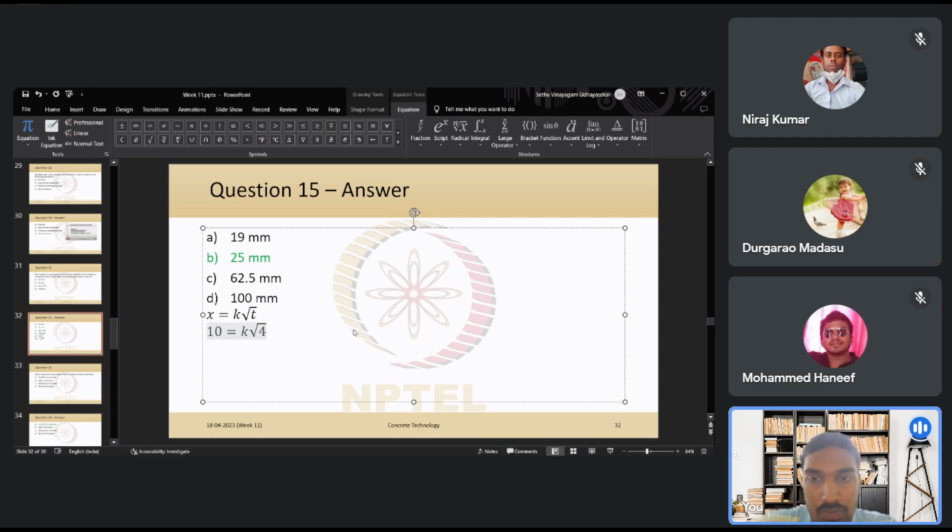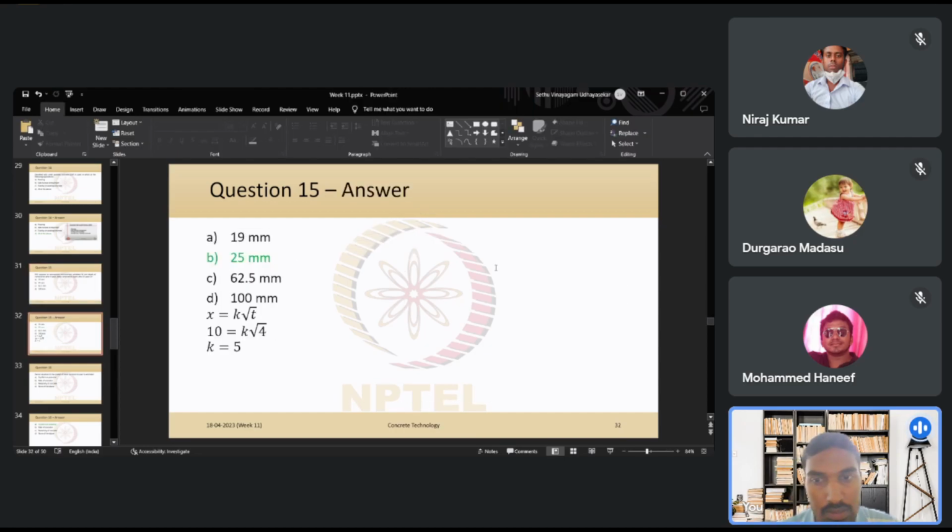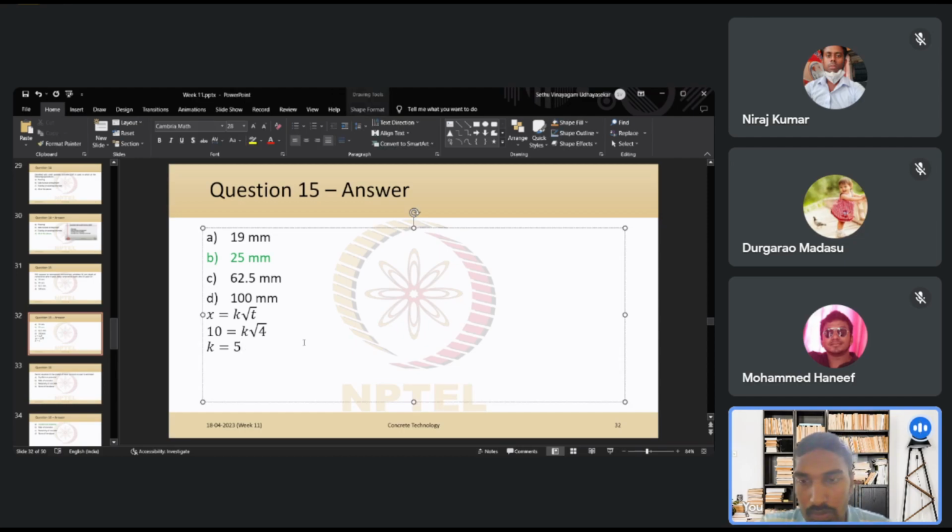So this is one of the situations. From here we will be able to find out what is this constant that is relating x and t. Root of 4 is 2, so therefore k will be 5. Okay, so we found the value of the constant. Using this, we will be able to find out for the second case. The second case is what is the carbonation depth after 25 years. How do we do that? We know the value of k.